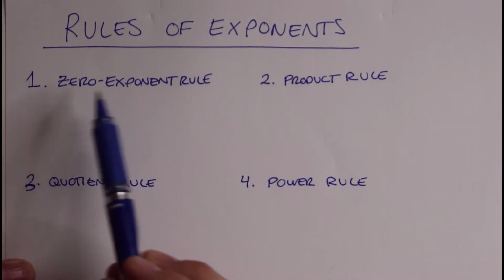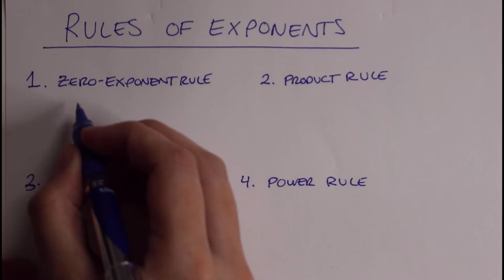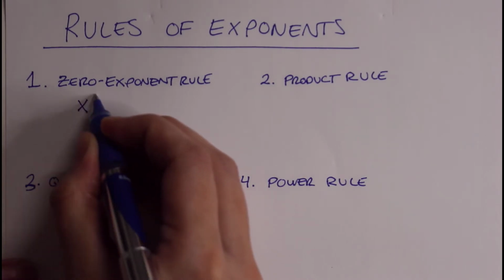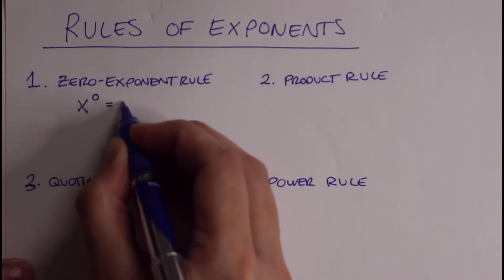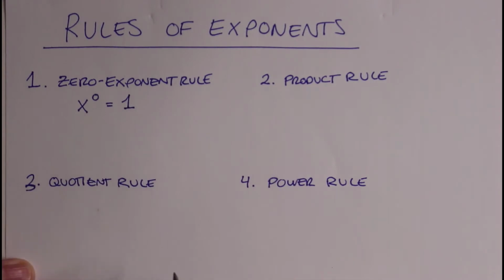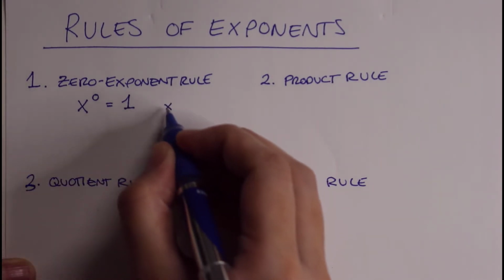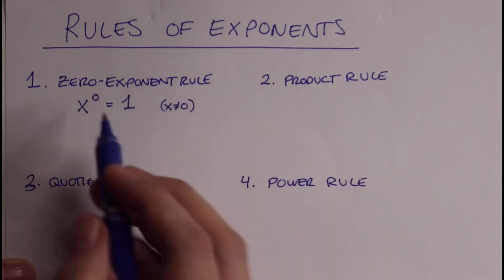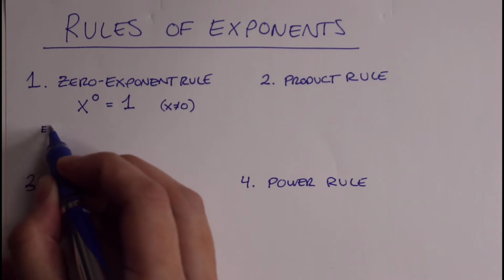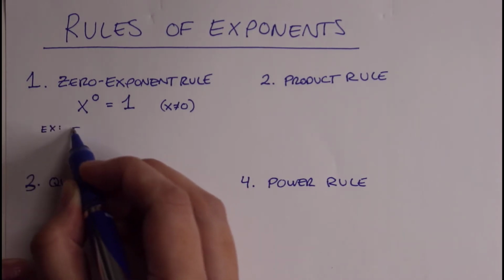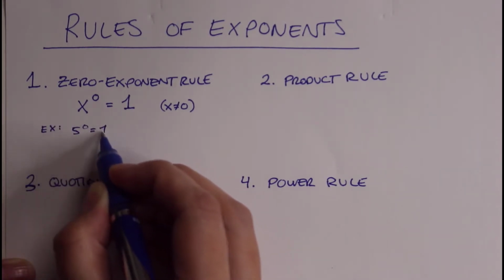Number 1, zero exponent rule. This rule just says if you have a base raised to the 0 power, it's always 1. There is only one exception to this. 0 to the 0 is not 1. Other than that, every single number that you have, it could be any number, 5 to the 0 is 1.